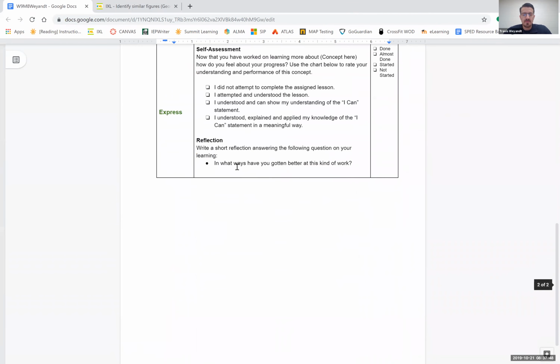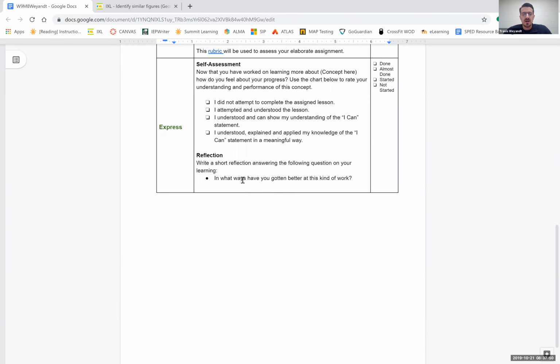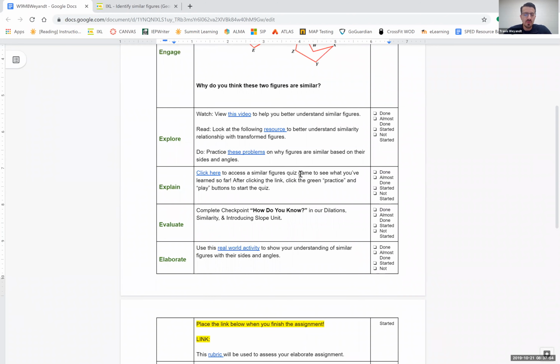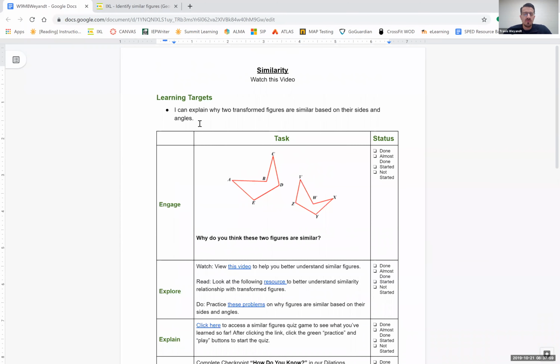And then we'll wrap up with an express question, always looking for what we liked in the lesson, what things helped us improve, and what resources we used to help us move forward. So hopefully you were able to answer this question at the end with confidence.